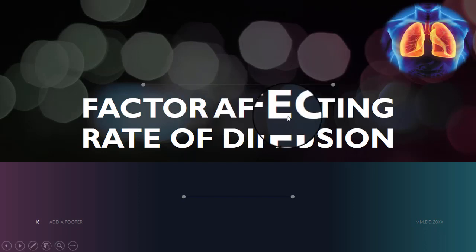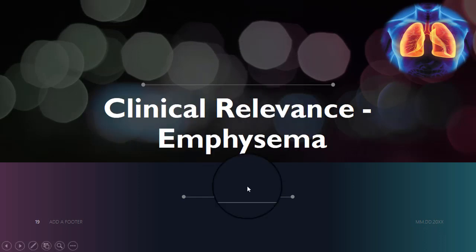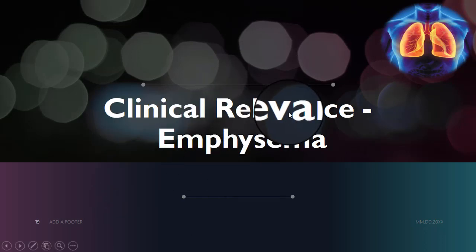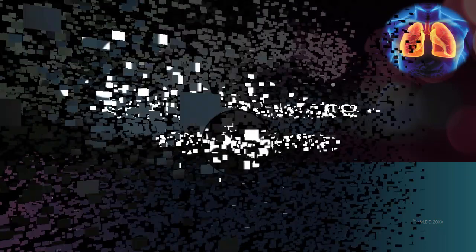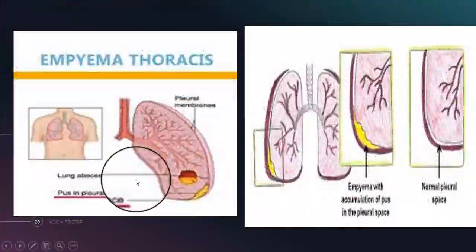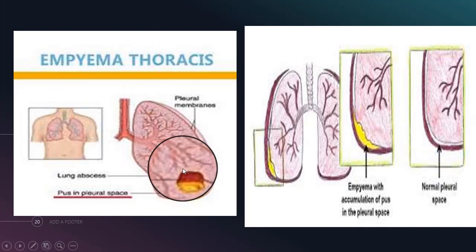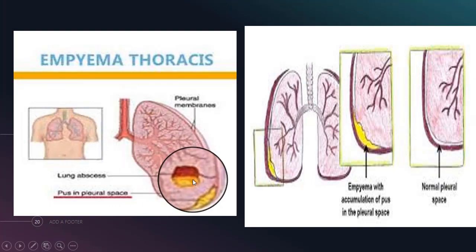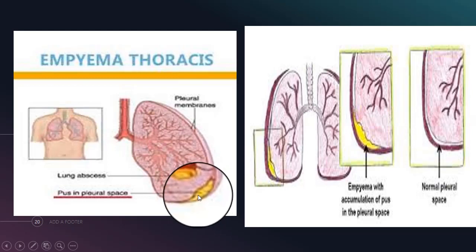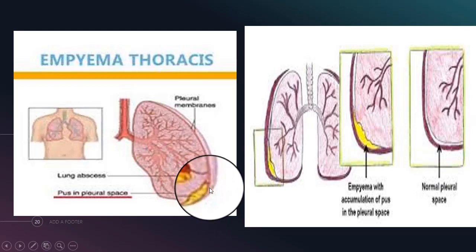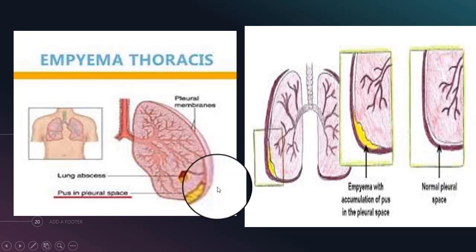Now next we'll talk about the clinical relevance. So here we'll talk about what is emphysema. Emphysema is a chronic and progressive disease that results in the destruction of alveoli in the lungs. This results in a greatly reduced surface area for gas exchange in the lungs, which typically leads to hypoxia, meaning deficiency of oxygen. And the main symptom of emphysema is shortness of breath, which is also called dyspnea.